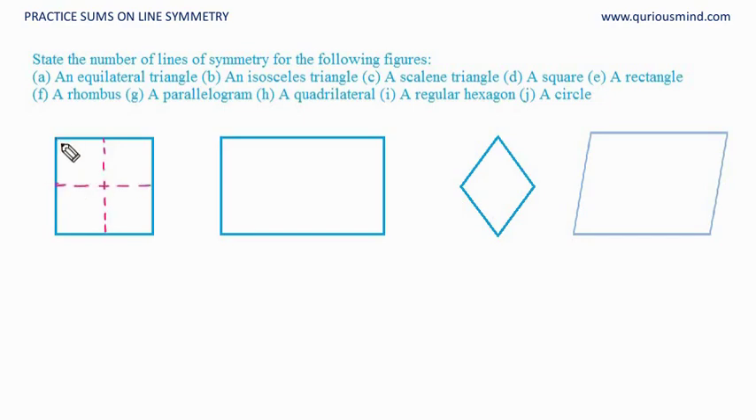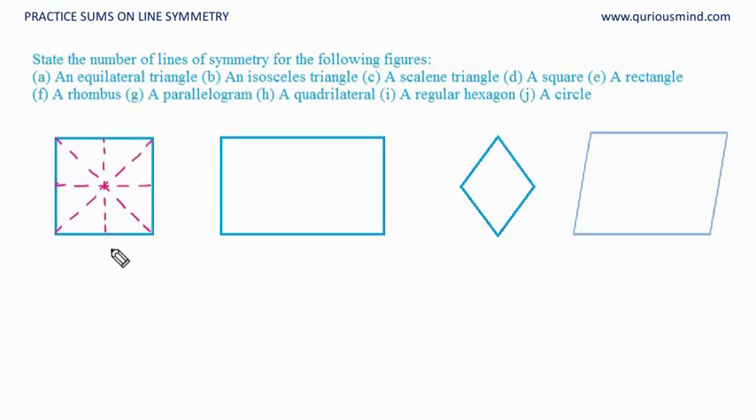Then when I draw the diagonals, even they are dividing the shape into two equal and coinciding shapes, because this side matches with this side and this side. So we have two more lines of symmetry.